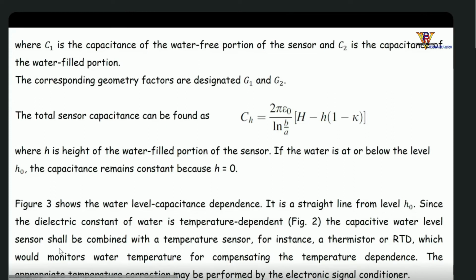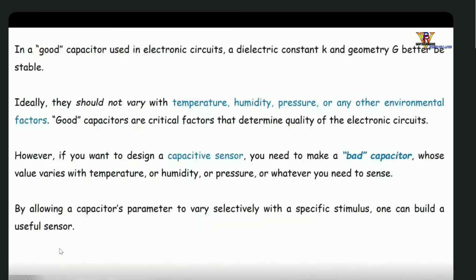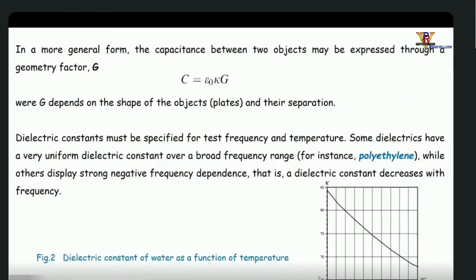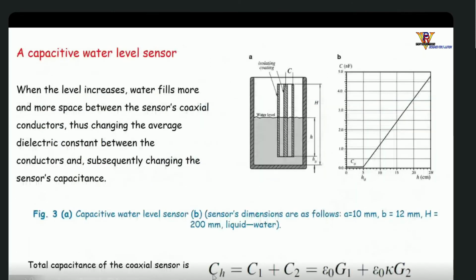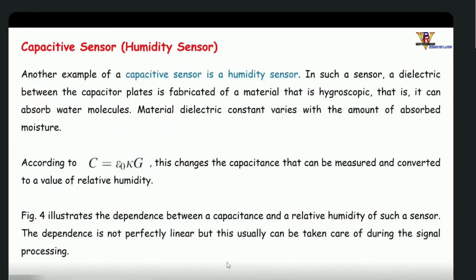So if there is no temperature dependency, then there is no problem. But it is true, the dielectric constant of water, as shown in this figure, is decreasing with increasing temperature. So here we will have different values of this K, and that will not give you the correct capacitance. That will not give you the correct height. So to compensate that, we should have some compensating elements. Okay, so this is the meaning. So this was the capacitor sensor to sense displacement, water level, etc.